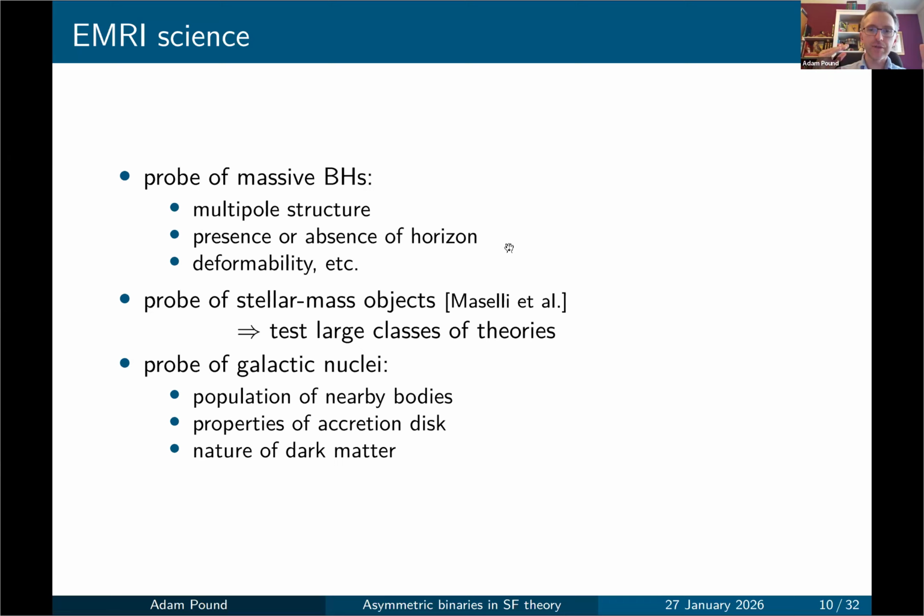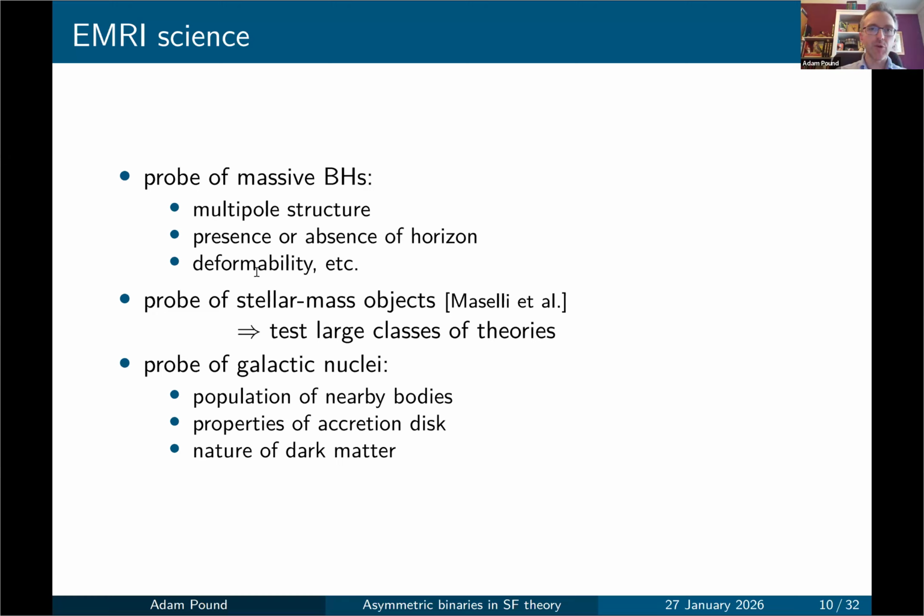Because if you don't have a true horizon, then you don't have pure absorptive boundary conditions at that surface. You have some amount of reflection, and any little amount of reflection will then impact the secular accumulation of phase of the waveform, and we can detect it that way.